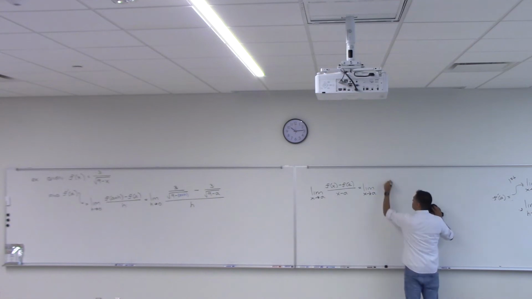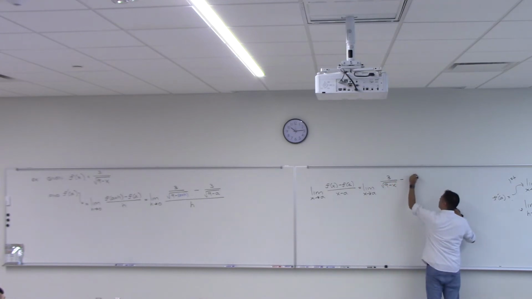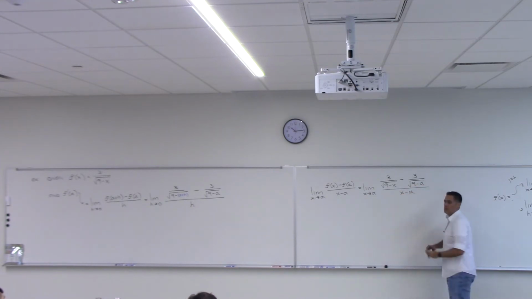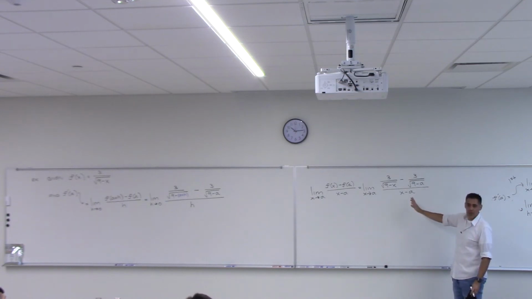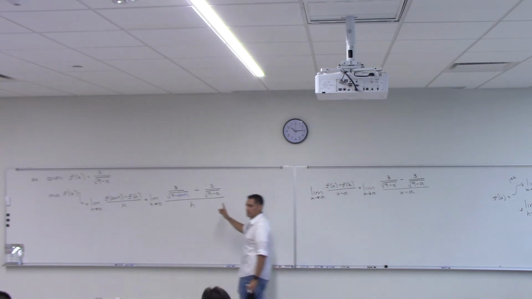f of x would just be 3 over the square root of 9 minus x, minus f of a, which would be 3 over the square root of 9 minus a, then all of this over x minus a. That's the first definition we learned. That's what it looks like, and this is the second definition. This is what it looks like.